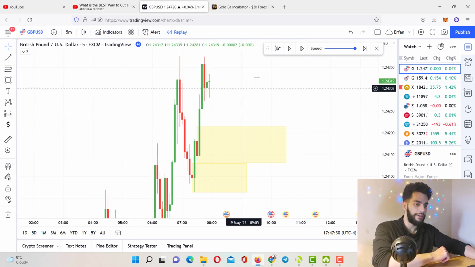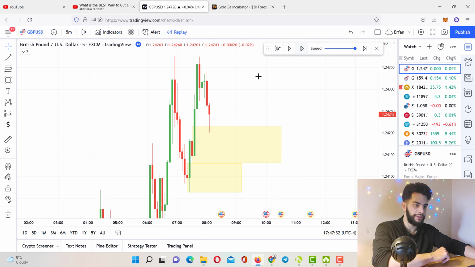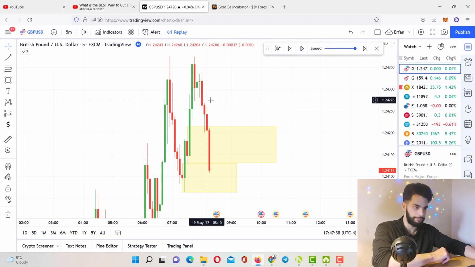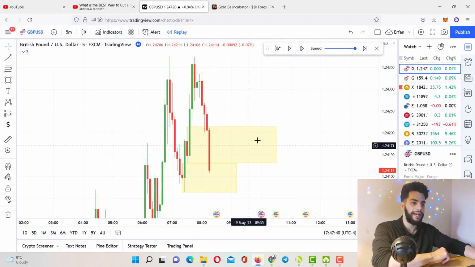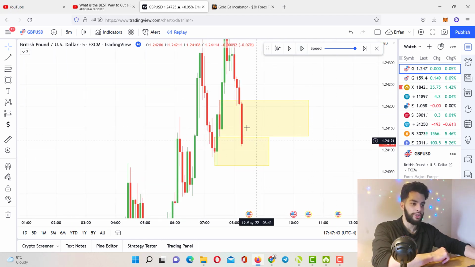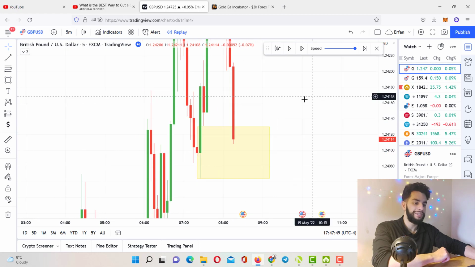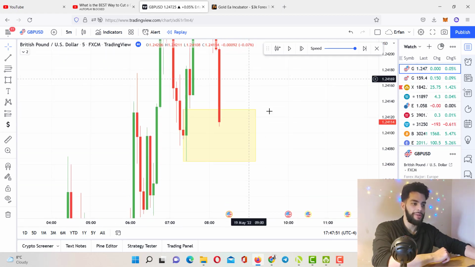So what happened was the price literally tapped into this zone. I had my buy stop already above the previous candle, and I see that it never triggered my buy stop and it disrespected this zone. So because it literally came out of this box, it made it invalid. But look at this, because this is still a high probability demand zone.